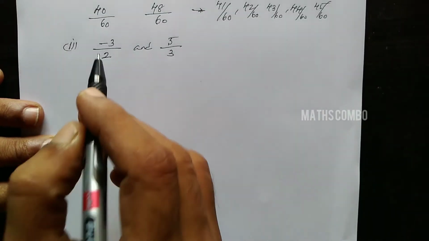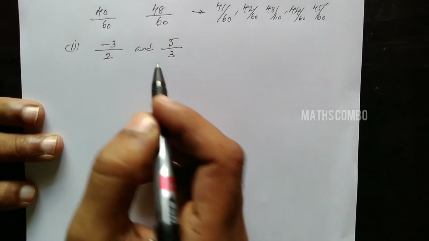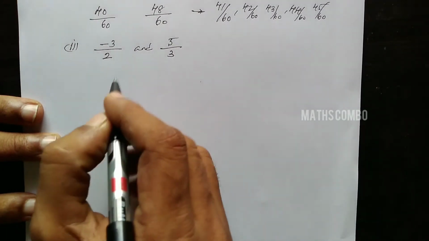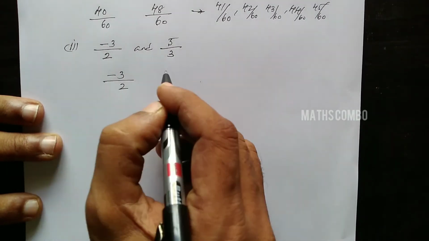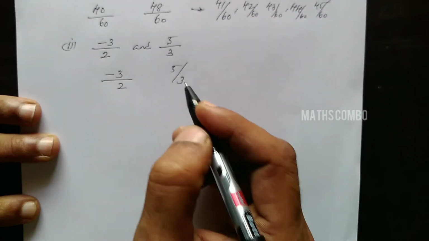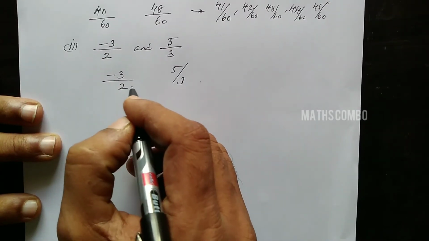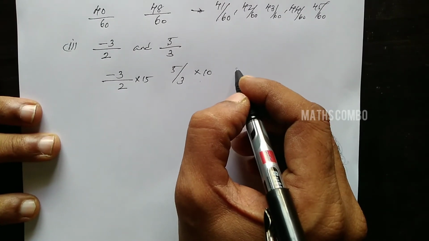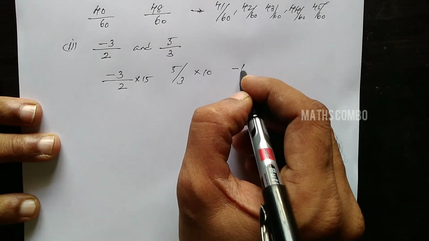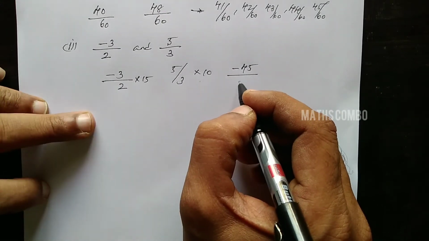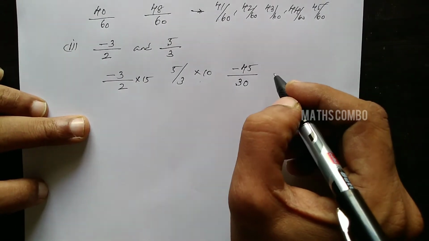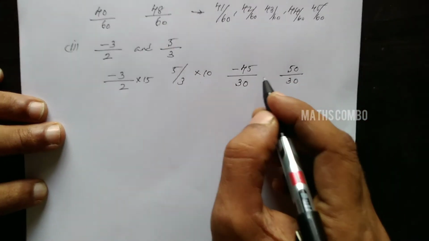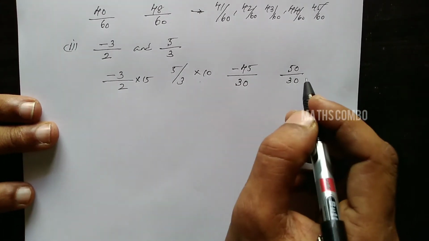The second question, minus 3 by 2 and 5 by 3. So we have to just equalize the denominators of both the fractions. So minus 3 by 2, 5 by 3. I multiply by 15 and 10. So it will become minus 45 by 30, and here it is 50 by 30. So all the numbers in between these two rational numbers are the answer.